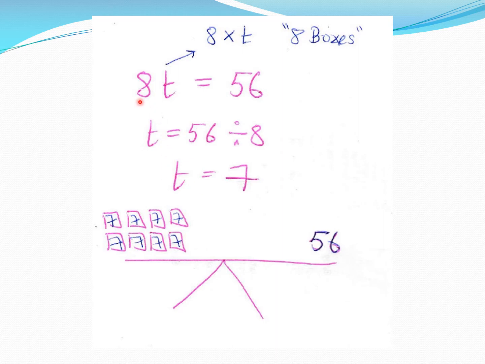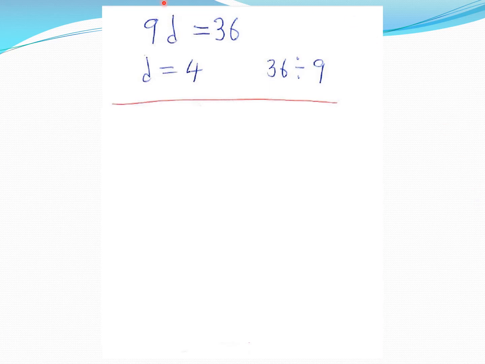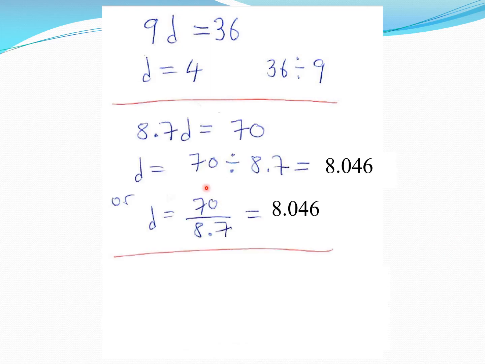So in this case, 8t is 56. T equals 56 divided by 8. T equals 7. So now we will get used to these. 9 times d equals 36. D equals 36 divided by 9. D equals 4.